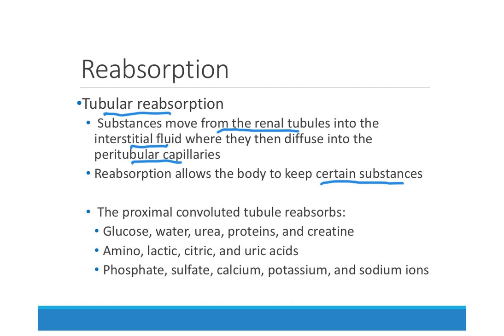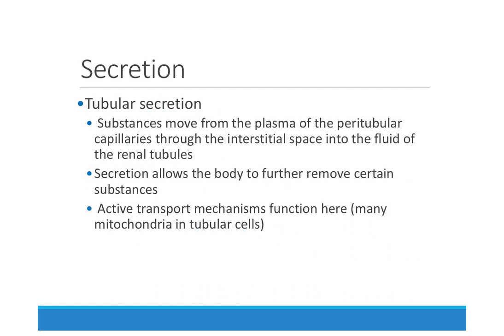So, for example, all of these substances down here can be found in the filtrate as it leaves the glomerulus, but those are reabsorbed. We take back in glucose. We take back in lots of water. Some urea does move back in. We want to keep a hold of proteins and creatine, various amino acids, lactic acid, citric acids, other things that are dissolved, and then some of your minerals: phosphate, sulfate, calcium, potassium, and sodium. And so these are things moving back into the body from the nephron tubule into the peritubular capillaries.